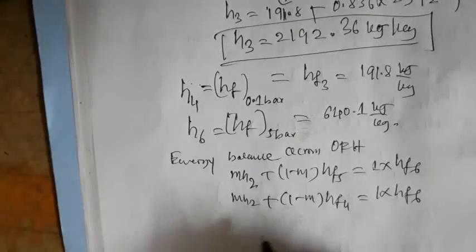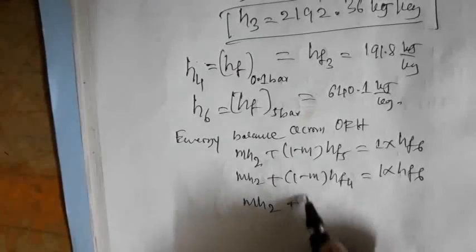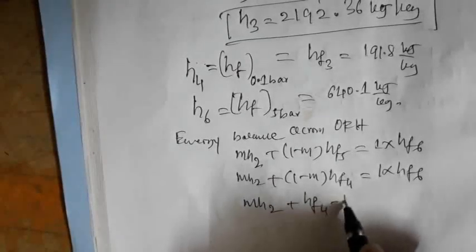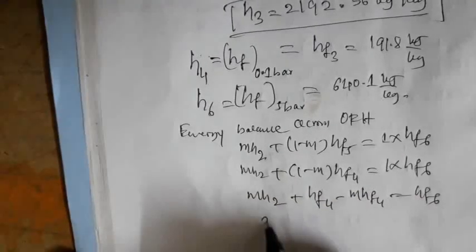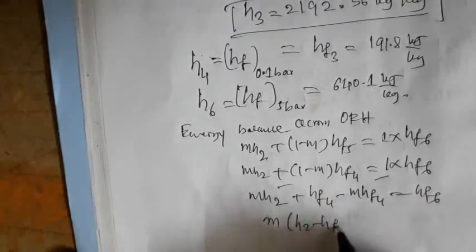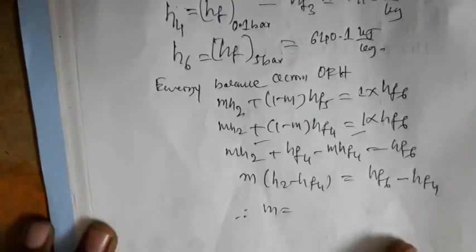So now I'll write M into H2 plus, I'll open the bracket, HF4 minus M HF4, which is equal to HF6. So I'll take M common out of these two terms, M into H2 minus HF4, which is equal to HF6 minus HF4. So therefore the mass of the steam bled, I'll write the expression.